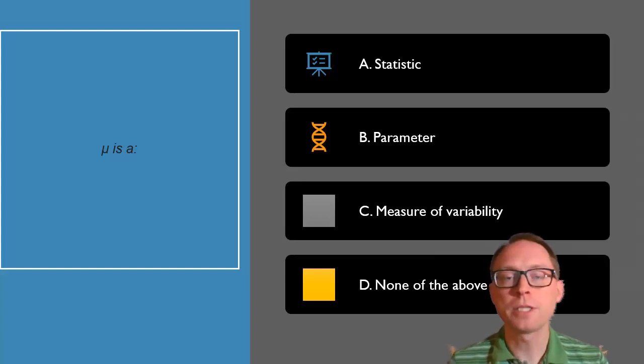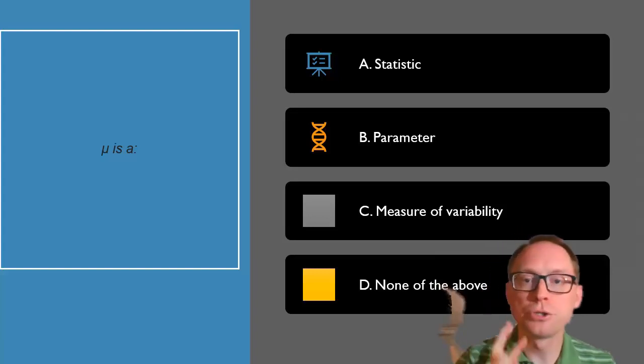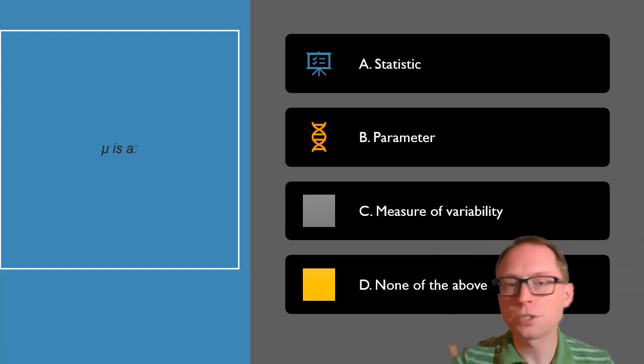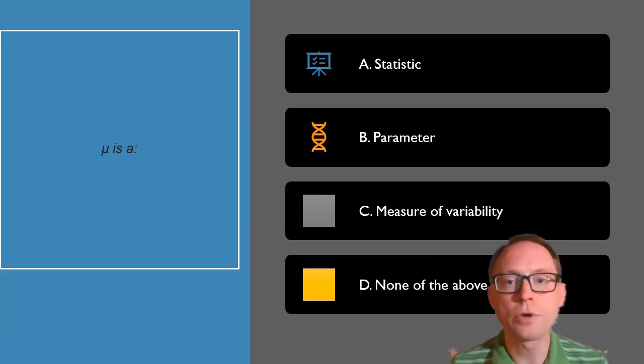So welcome back. This is chapter 4, part 2. We need to continue talking about central tendency. To start with, let's go ahead and start with a review question.